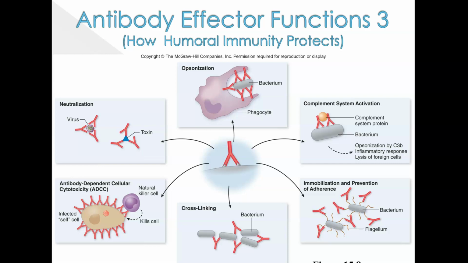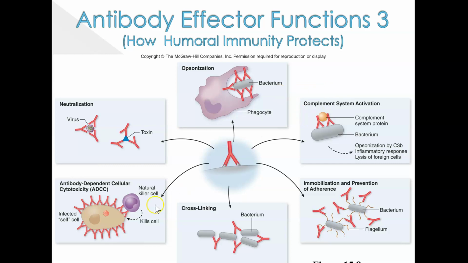One way to neutralize the tetanus toxin is through injection of an antibody that's specific for that toxin. And so if the antibody is bound to that toxin, it now cannot bind to cells to exert whatever toxic effect it has.